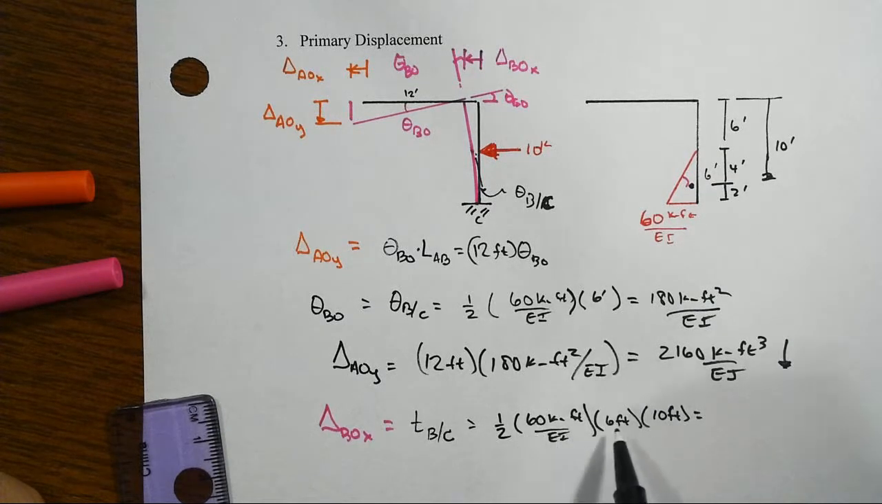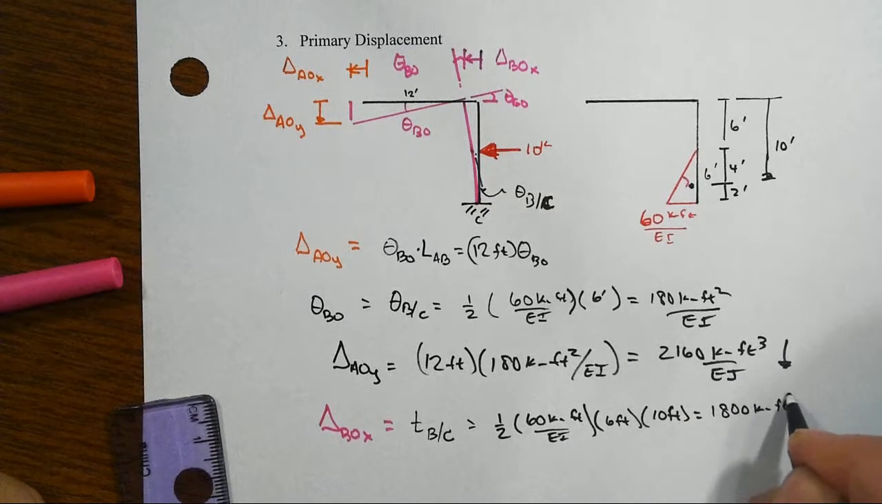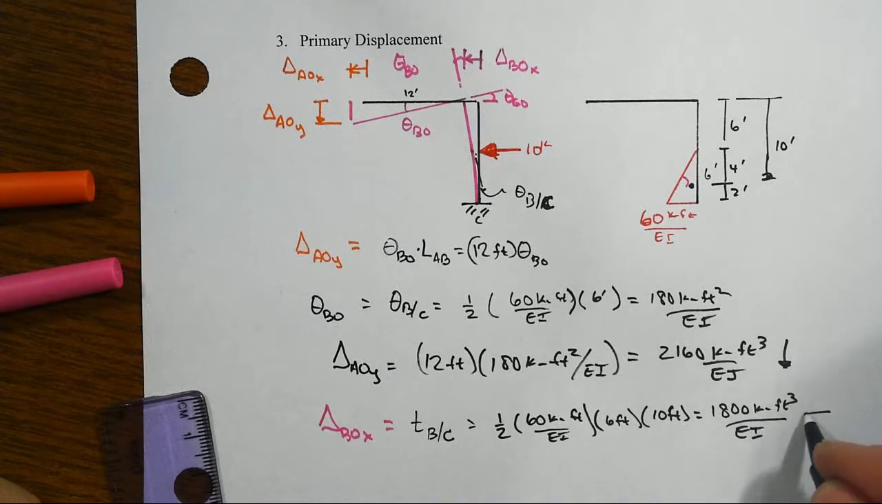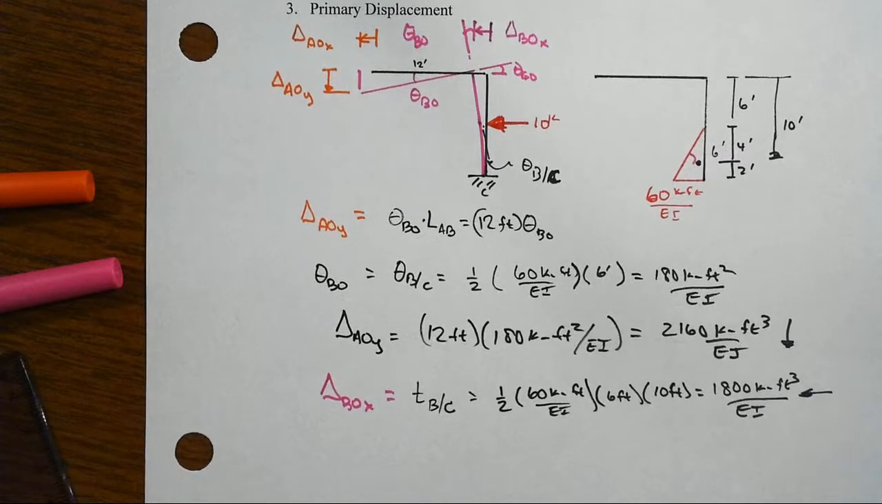So 60 times 60 is 3600 over 2 is 1800 kip foot cubed over EI, and that's going to be acting to the left as shown. Again, that's going to be a useful number for us later on.